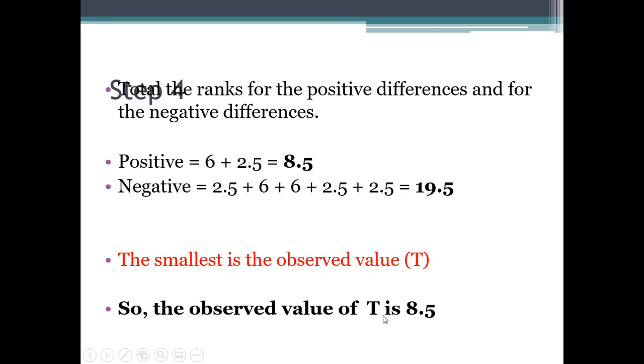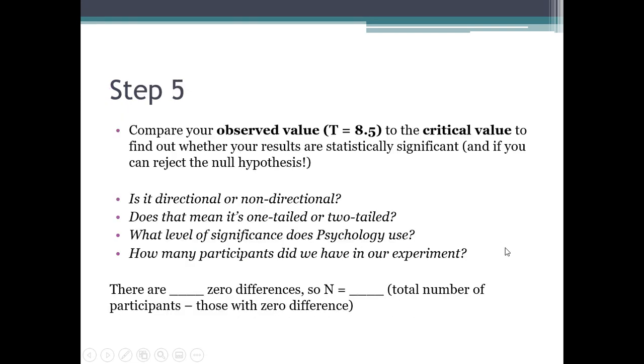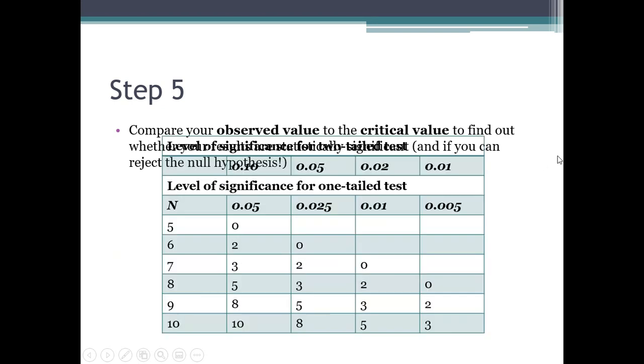So in this case, your observed value is 8.5. You compare your observed value to your critical value, so in the same way as before, and then use the table to work out whether that is significant or not.